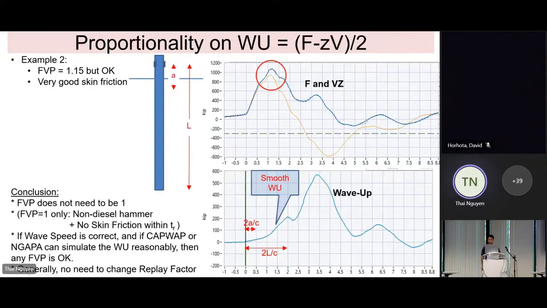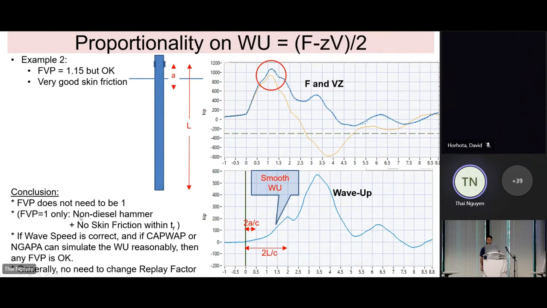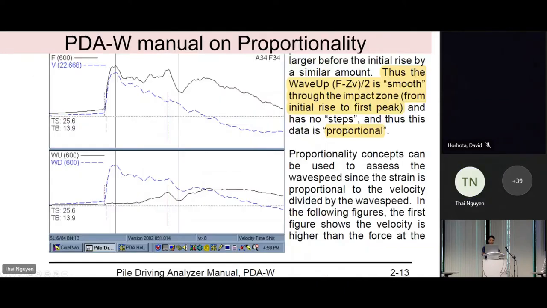It's only true when it is a non-diesel hammer and there's no skin friction within the rise time. So this is very rare. You have to be a non-diesel hammer and have no skin friction occur before the rise. So proportional only means that the wave up is smooth through the impact zone.